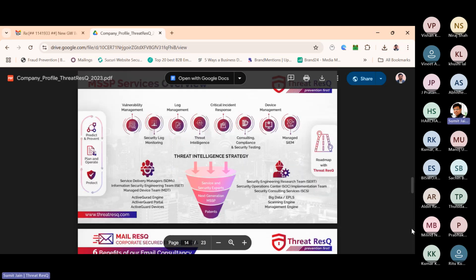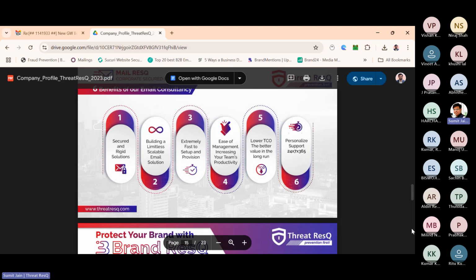Then we have an MSSP service portfolio where we provide MSP services for most of the exclusive solutions like EDR as a service, firewall as a service, and SOC as a service models. Then mail rescue is one of the solutions as a consultant we provide where we take care of your emails, and we are partners with Google and Microsoft and give you the email audit report.